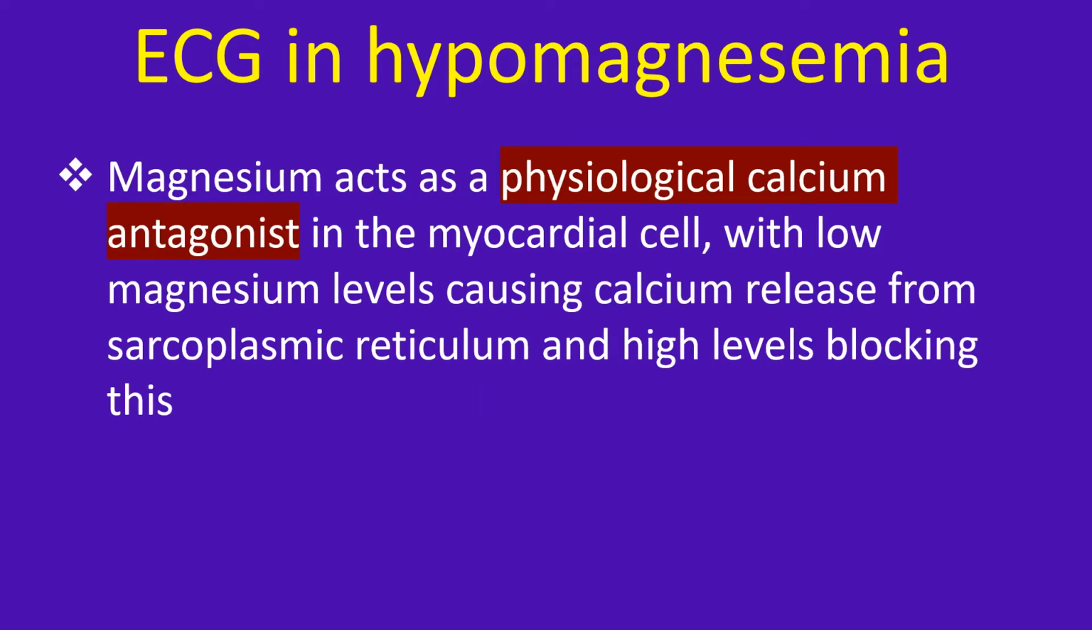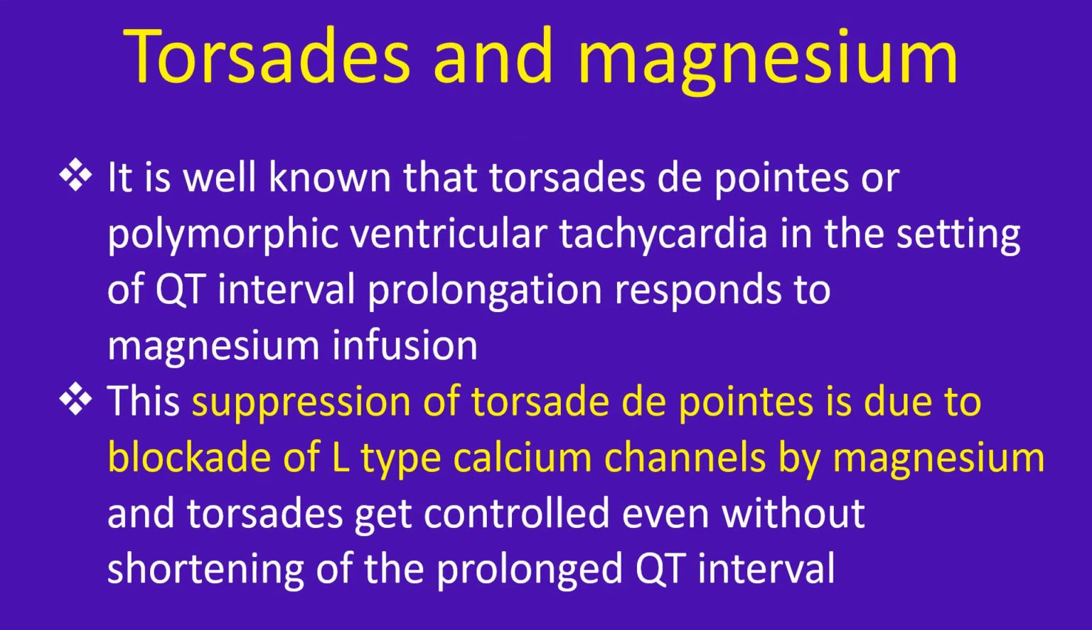Magnesium acts as a physiological calcium antagonist in the myocardial cell, with low magnesium levels causing calcium release from sarcoplasmic reticulum and high levels blocking this. It is well known that torsades de pointes, or polymorphic ventricular tachycardia in the setting of QT interval prolongation, responds to magnesium infusion. This suppression of torsades de pointes is due to blockade of L-type calcium channels by magnesium, and torsades get controlled even without shortening of the prolonged QT interval.